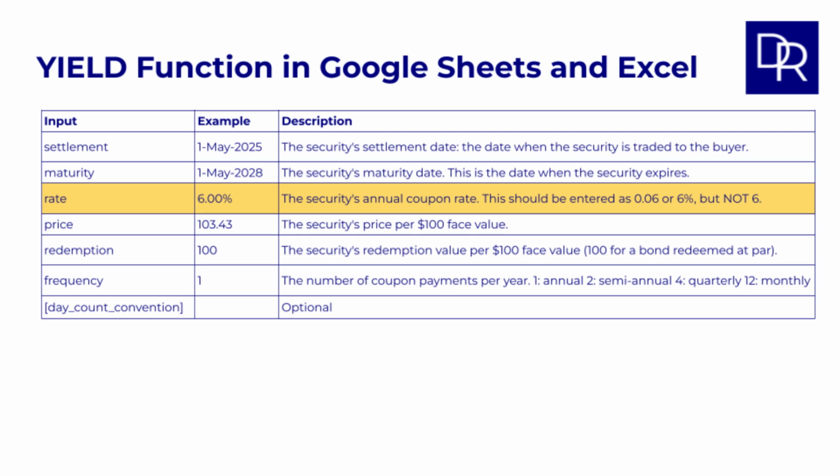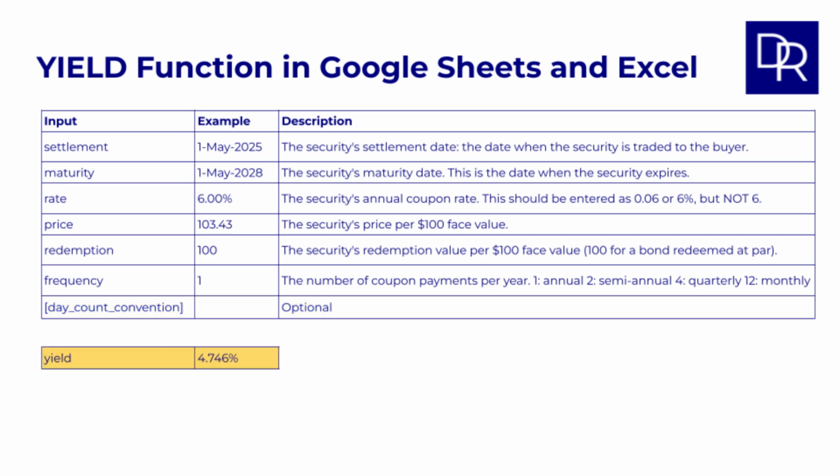The rate is our annual coupon rate of 6%. Watch out here, the 6% needs to be input as a decimal, so 0.06 and not 6. Price is the current market price, which we're using as 103.43. Redemption value is the face value of the bond, which is 100. The frequency of the coupon payments is annual, so we enter 1. Finally, the basis for day count. This is optional and we'll just leave it blank. We'll talk about this more in a later lesson. Then let's see what the yield function gives us.